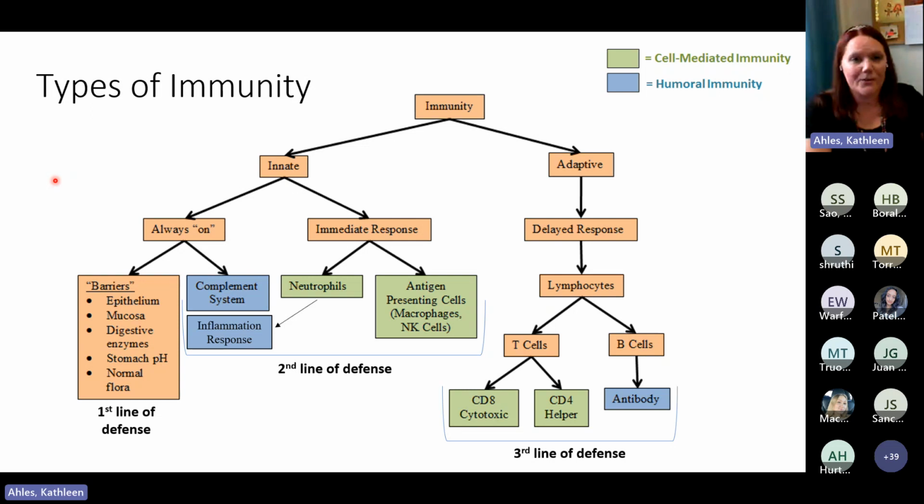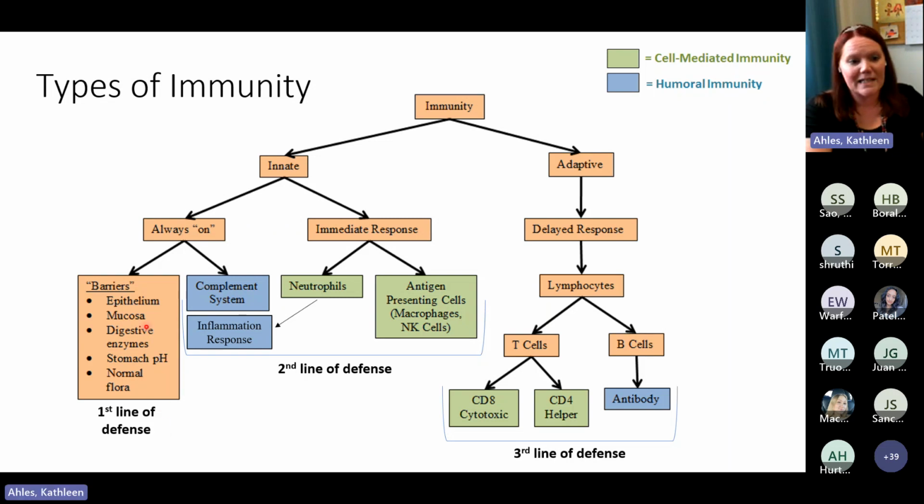So we have 3 lines of defense that are designed to keep us healthy. We have what's called the first line of defense. And when we're thinking about the first line of defense, a good thing to write down next to it, or to make sure that you remember, is that the goal of the first line of defense is to make sure that nothing gets into the body.